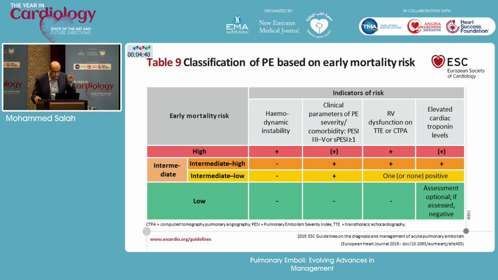You can find hemodynamic instability, clinical parameter of pulmonary embolism severity, RV dysfunction, and elevated cardiac troponin level. Intermediate high, just the same, but without hemodynamic instability. Intermediate low, also with clinical parameter of pulmonary embolism, plus or minus RV ventricular dysfunction or elevated cardiac troponin. Low, of course, assessment optional if assessed negative.